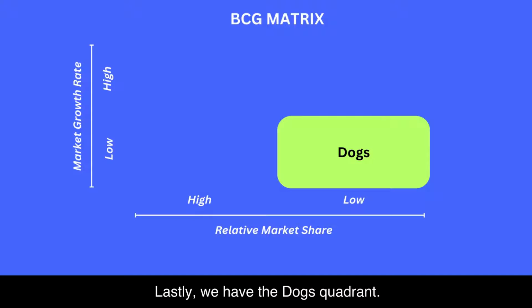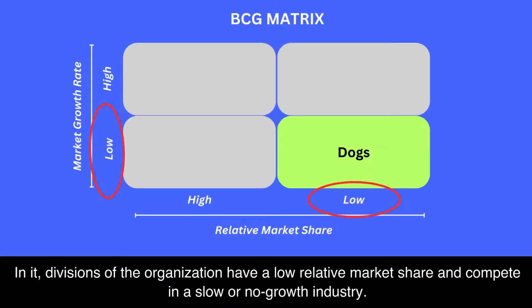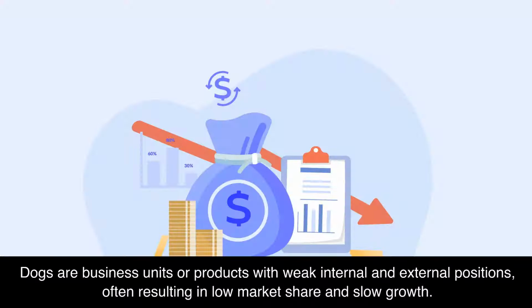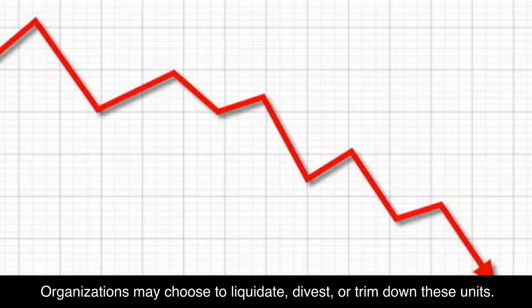Lastly, we have the dogs quadrant. In it, divisions of the organization have a low relative market share and compete in a slow or no-growth industry. Dogs are business units or products with weak internal and external positions, often resulting in low market share and slow growth. Organizations may choose to liquidate, divest, or trim down these units.